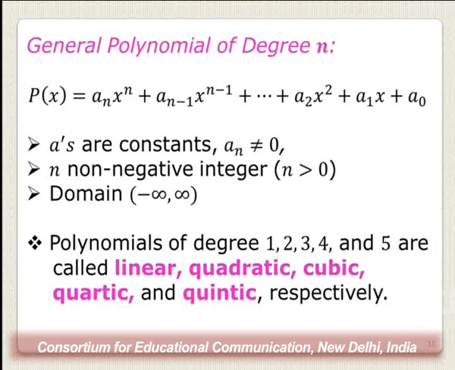In addition, the domain of any general polynomial is the entire x-axis, so it's minus infinity to infinity. On this slide I also have names for polynomials of degree 4 and 5. A polynomial of degree 4 would be a quartic polynomial, and a polynomial of degree 5 would be called quintic. These are just names that you could familiarize yourself with.